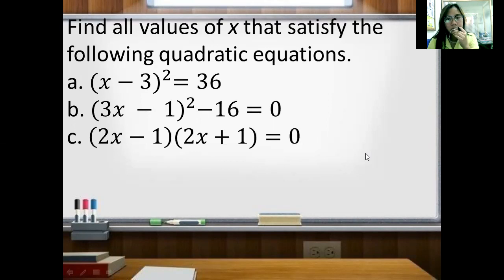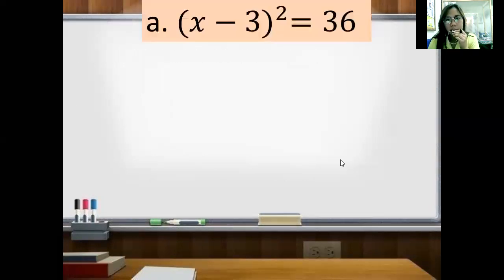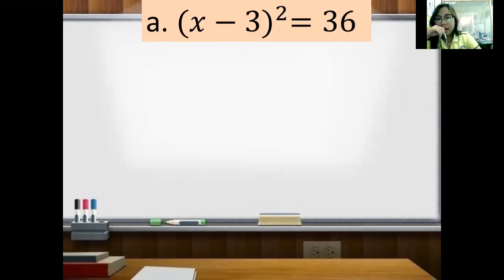Okay, find all values of x that satisfy the following quadratic equations. A: the square of x minus 3 is equal to 36. Okay. So x minus 3 squared is equal to 36. Ma'am, what are we going to do here now? Okay, so susundan pa rin po natin yung process na x squared is equal to c. Okay, but dito meron lang siyang kailangan gawin para masatisfy po natin ang ating sagot. Okay, so we are going to use addition and subtraction here.